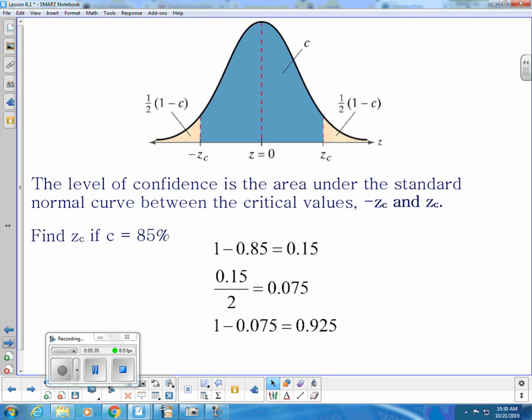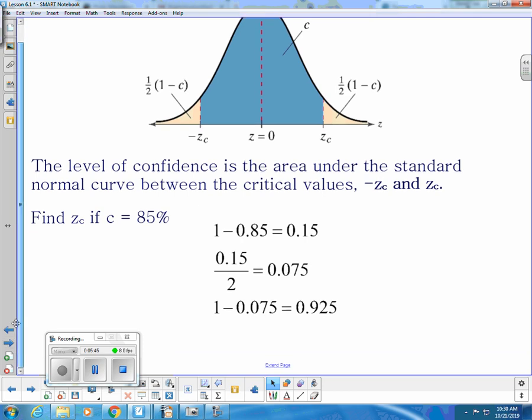So no matter what percentage they give you, this is what you're going to have to do to find your Z score for the chart. So get your charts out. We haven't found the Z score yet.